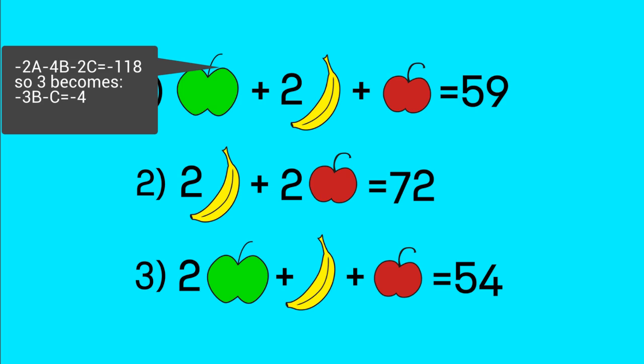That removes the reference to apples. That's what we wanted to do. Now we have one banana in equation 3, and we're taking away minus 4 bananas. So 1 minus 4 is minus 3. So we have minus 3 bananas.